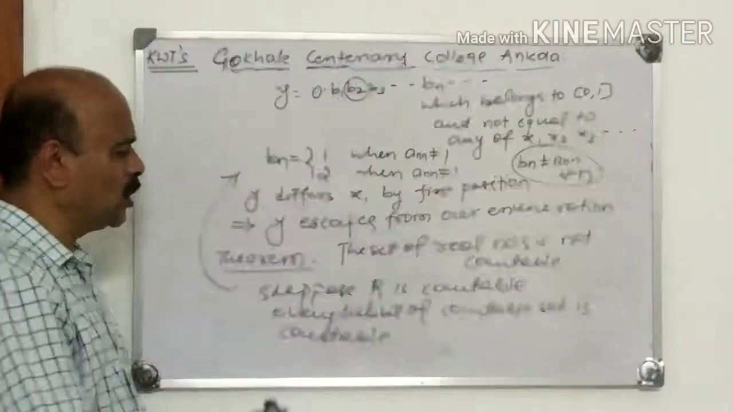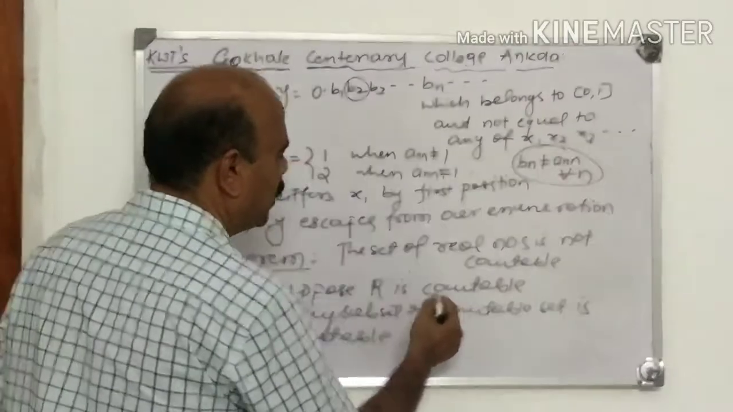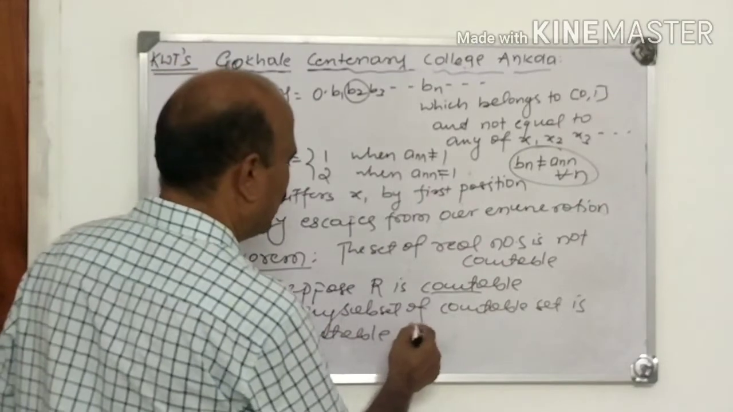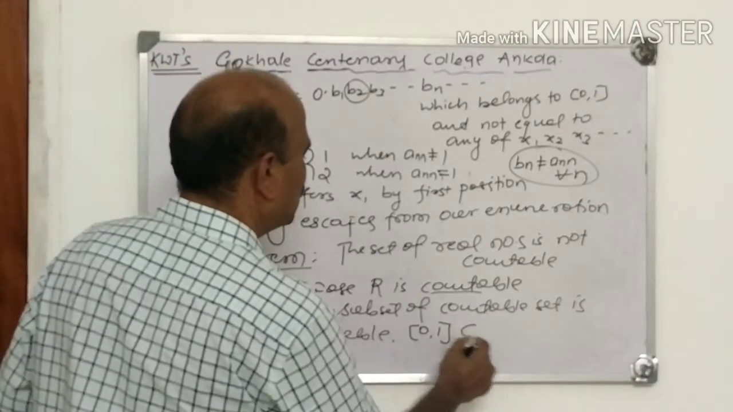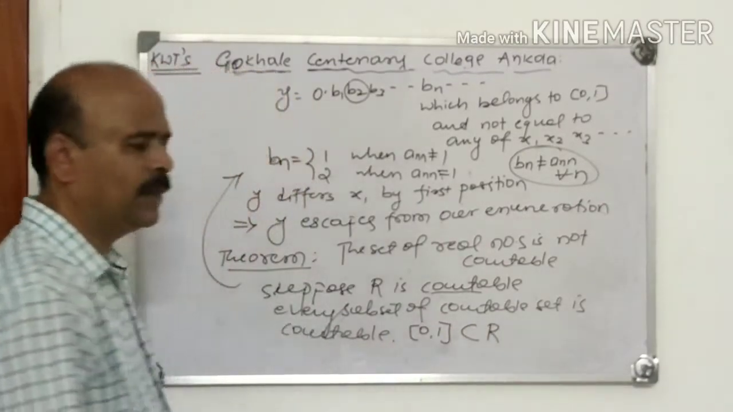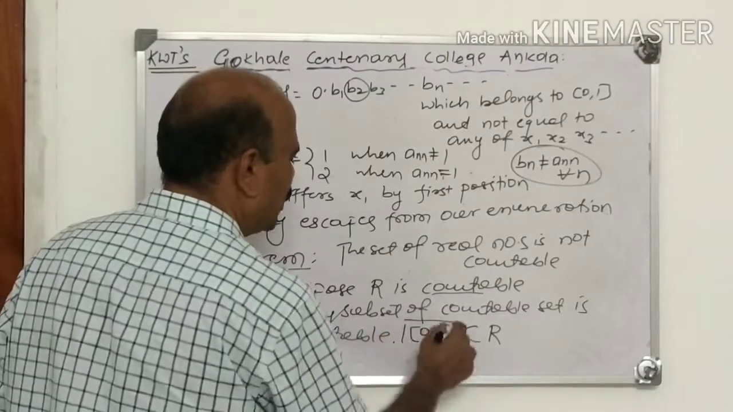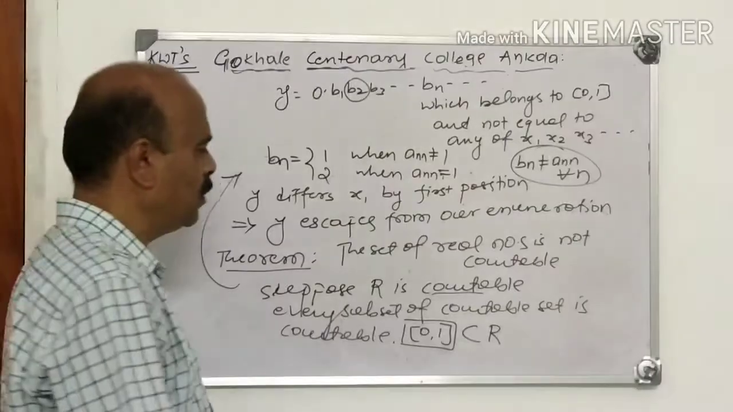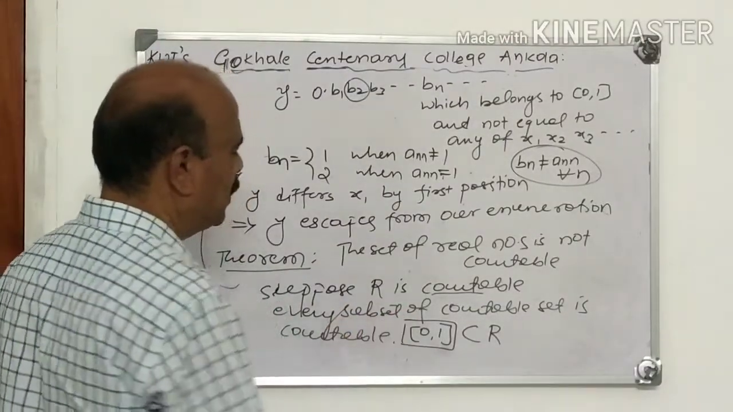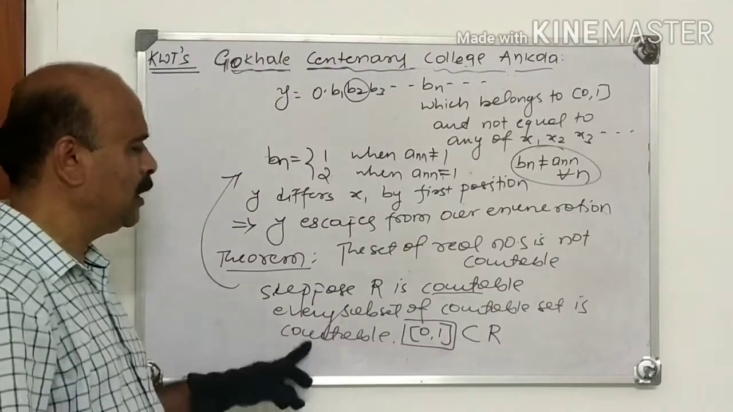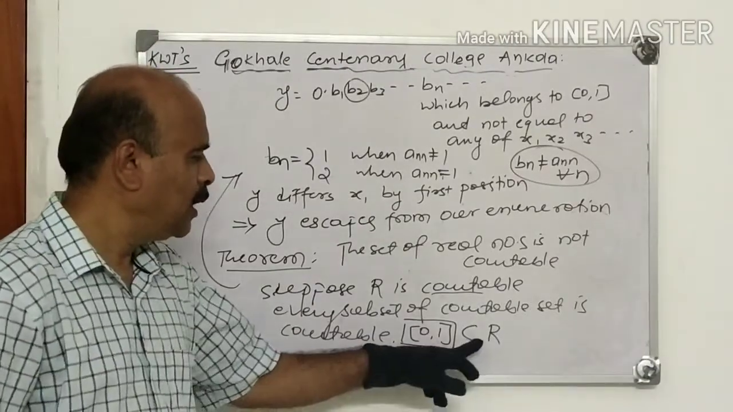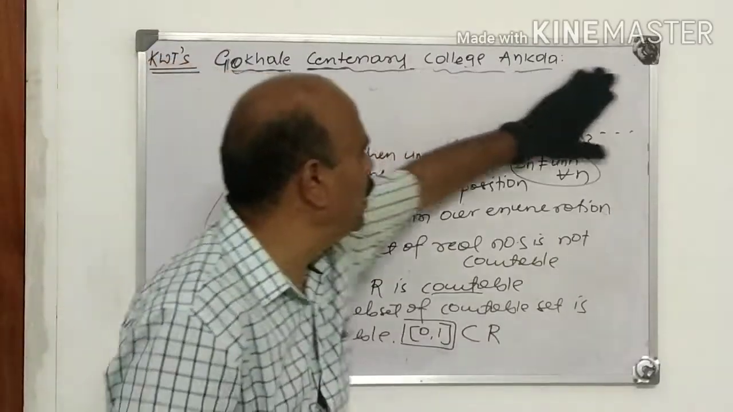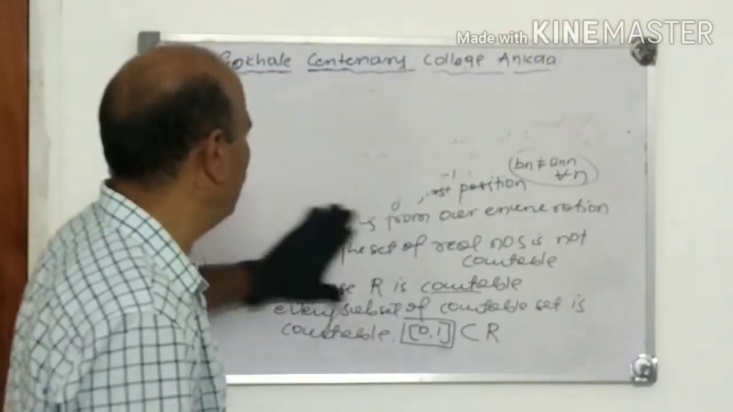The set of real numbers is not countable. Suppose again we assume that R is countable. Then every subset of a countable set is countable. This 0, 1 is a subset of R. But we have proved that 0, 1 is not countable. Therefore, this contradicts that every subset of a countable set is countable. Hence, R is not countable. So the set of real numbers is not countable.